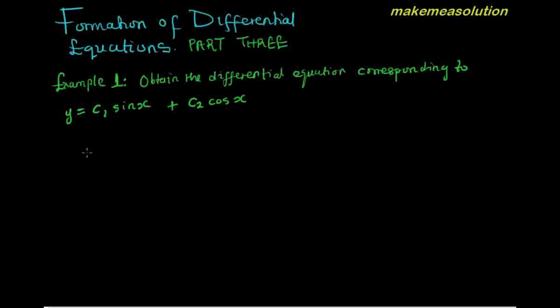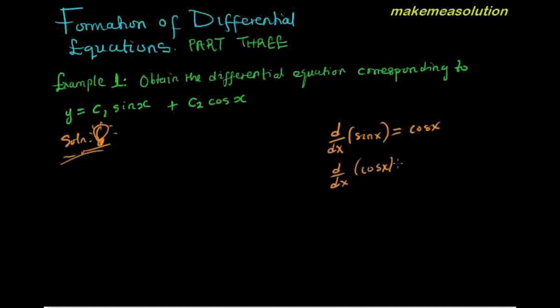Example 1, obtain the differential equation corresponding to y equal to c1 sine x plus c2 cos x. Alright, solution. So one of the most important prerequisites of ordinary differential equations is that you should remember your calculus, Math 102. So remember basic derivatives. For instance, d by dx of sine x should give you a cos x, and d by dx of cos x should give you a negative sine x. Okay, so this is what we need to remember.